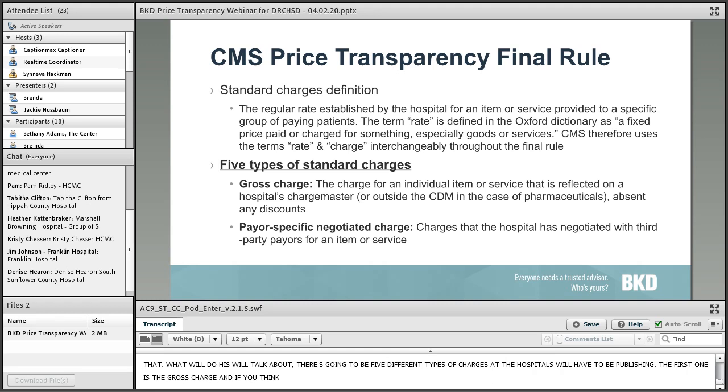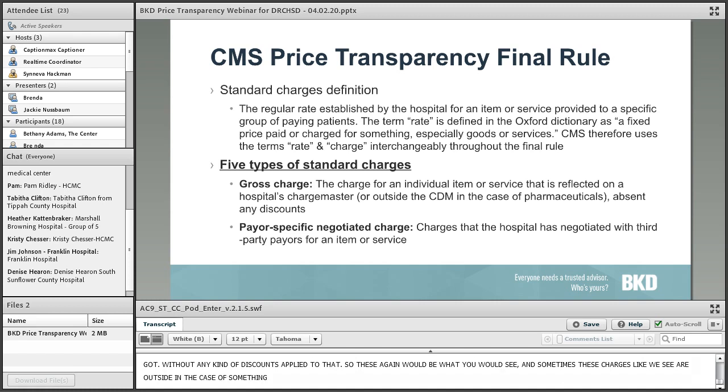So what we'll do is talk about there's going to be 5 different types of charges that the hospitals will have to be publishing. The first one is the gross charge. If you think about this, this is really what we would call your list price or your CDM charge. This is your charge without any kind of discounts applied to it.